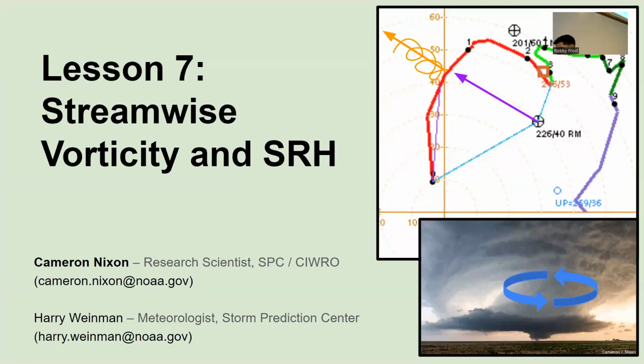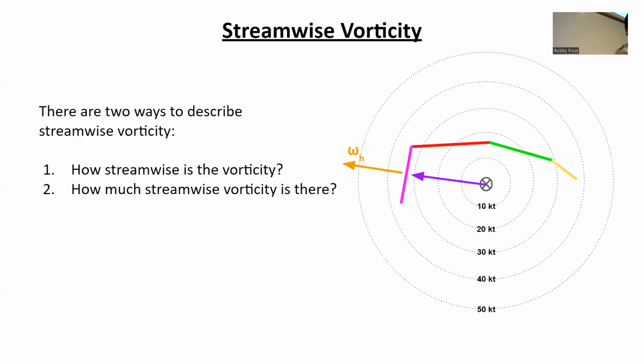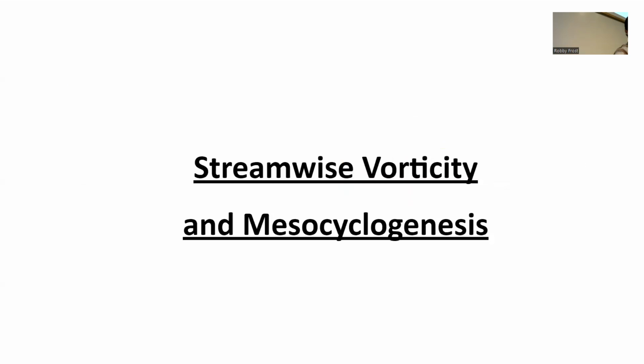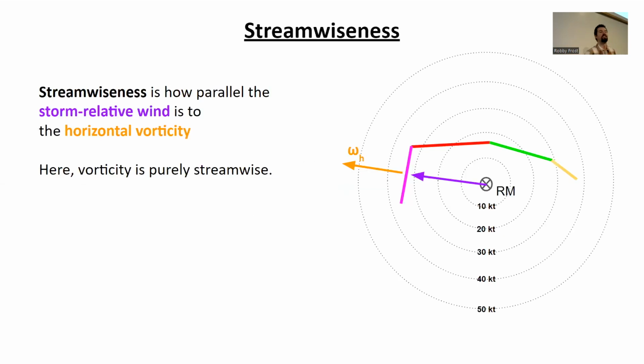Okay, next, let's keep building on streamwise vorticity and SRH. Now that Harry taught you what vorticity is, I'm going to mess with your mind a little bit. There are two ways to describe streamwise vorticity. How streamwise is this vorticity? Are we purely streamwise or not? And how much streamwise vorticity actually is there from this hodograph? So let's talk about this.